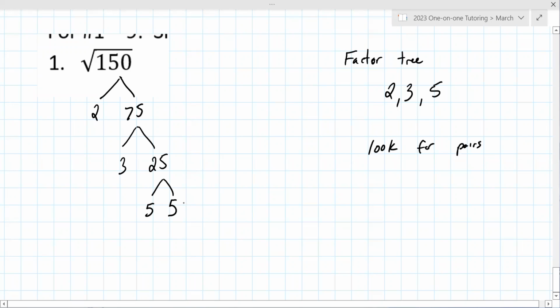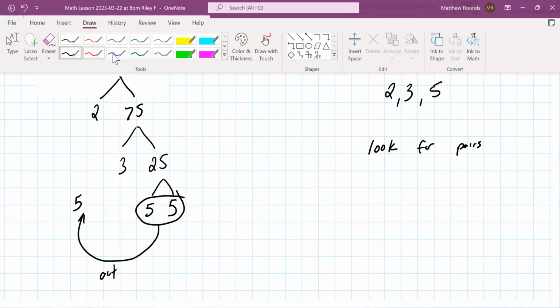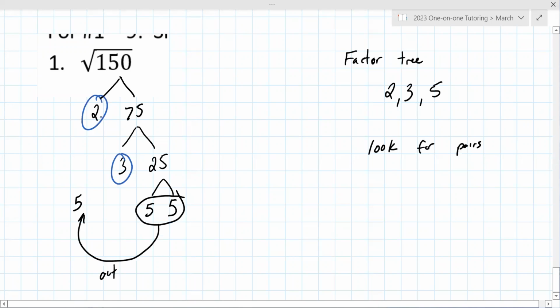So I like my socks to match. I know that's not always a thing, but pairs are matching. They have to be the same in this context. For every pair that's matching, you bring one out. So you bring a 5 out of the root. Notice the 2 and the 3 don't have anything to go with it. They don't have any pairs.